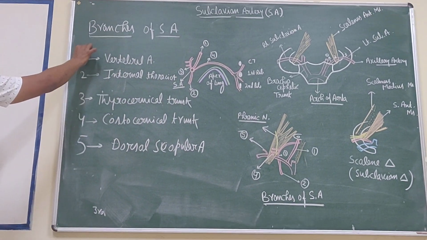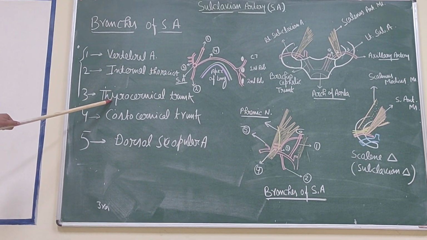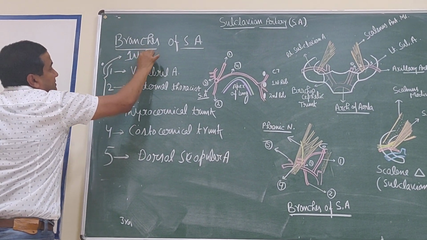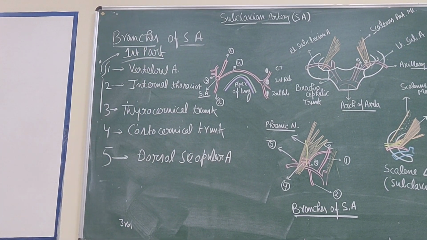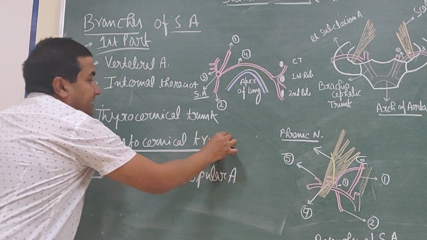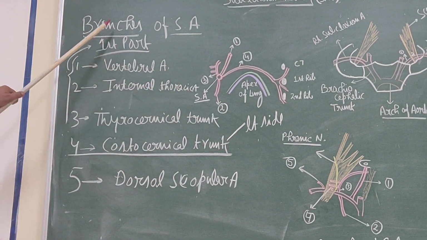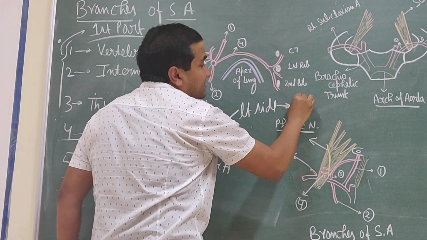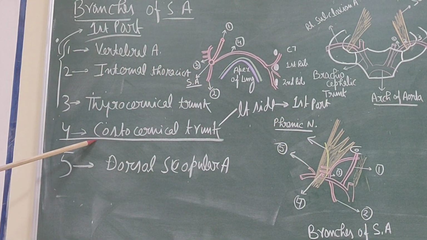The first 3 branches, that is the vertebral artery, internal thoracic artery, and the thyrocervical trunk, take origin from the first part of the subclavian artery. These three branches are from the first part. Now this costocervical trunk on the left side takes origin from the first part of the subclavian artery. On the left side, it is the branch of the first part.